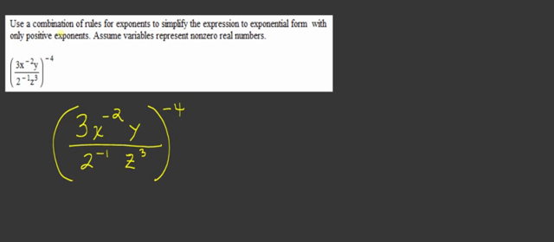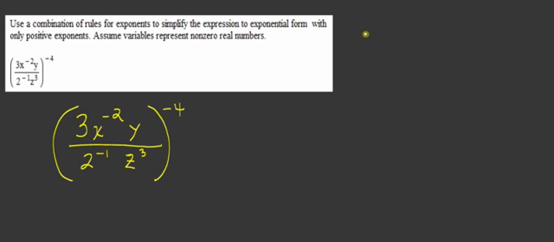It says first to use a combination of rules for exponents to simplify the expression to exponential form with only positive exponents. So in other words, simplify it by getting rid of the parentheses, and if there are any constants raised to an exponent, like 3 raised to the 4th power, for example, just evaluate that. But which rules for exponents shall we use?